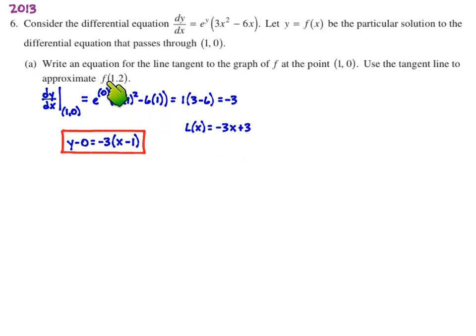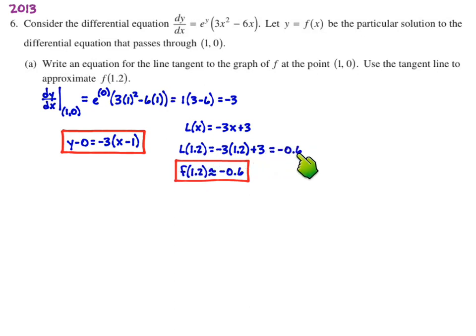And we're trying to approximate f of 1.2, so we're just going to plug in 1.2 to the x value and simplify it from there, so we get negative 0.6. And as a result of that, we can say f of 1.2 is approximately negative 0.6. And again, it's an approximation for the function. It is the value of the tangent line, but it's an approximation for the function.